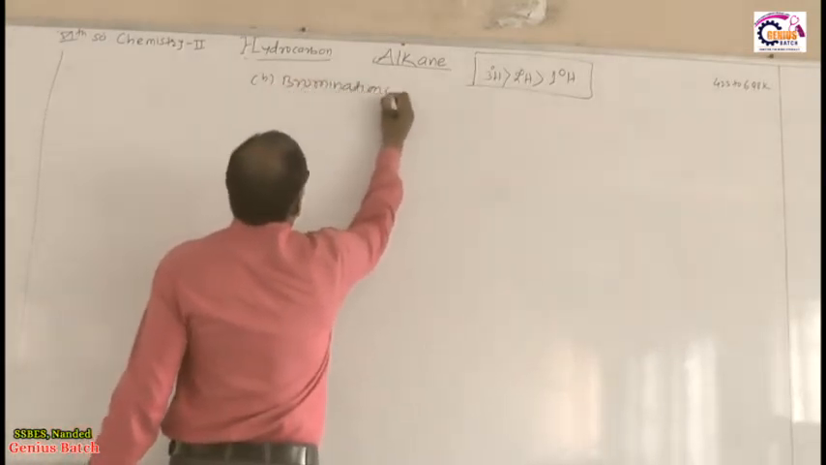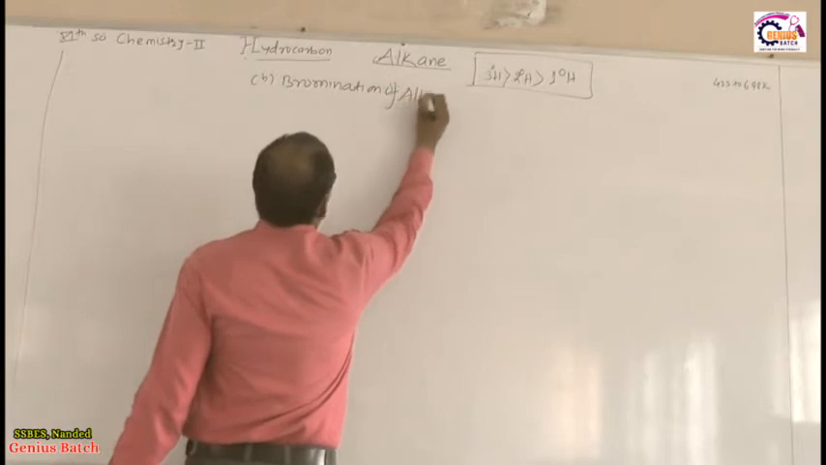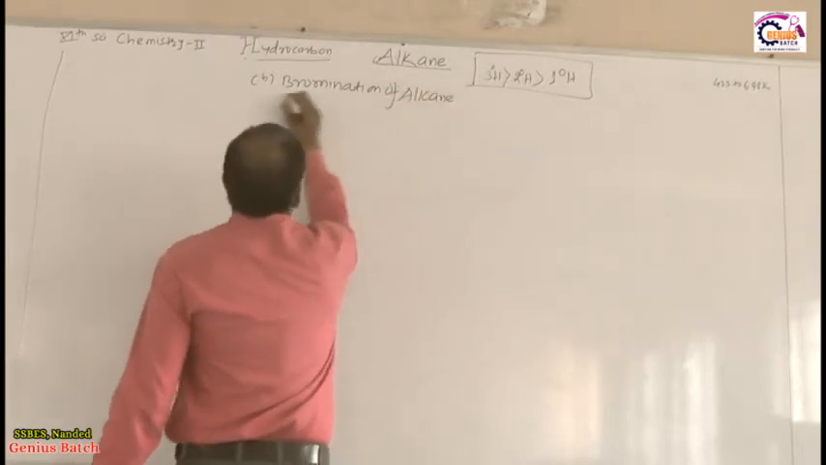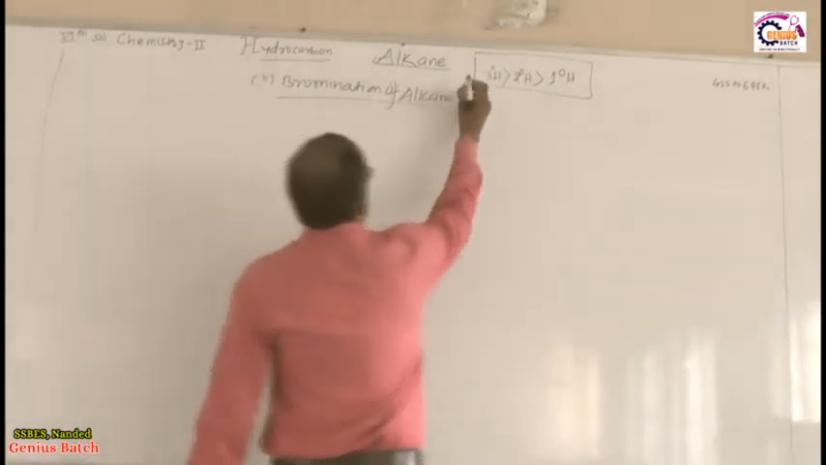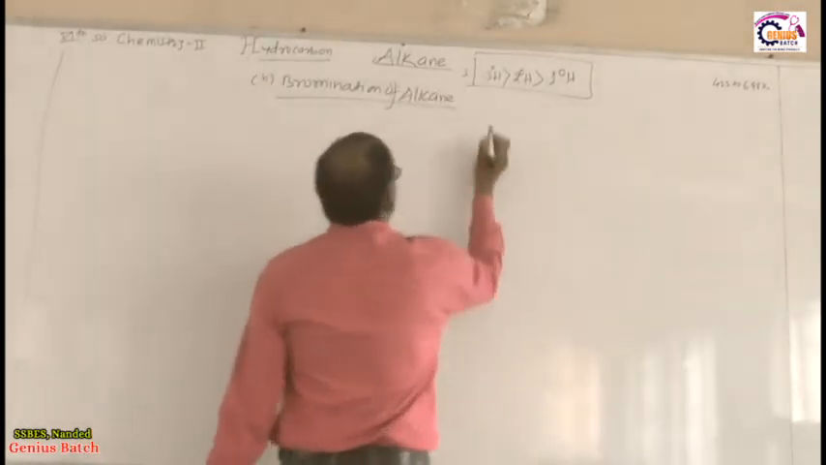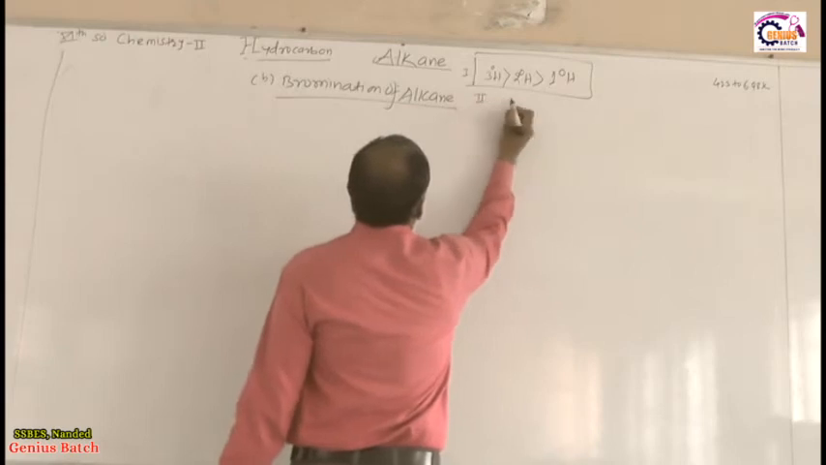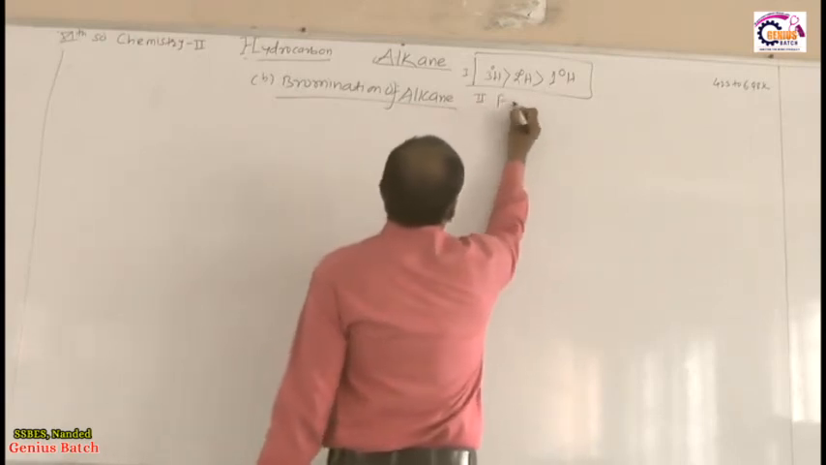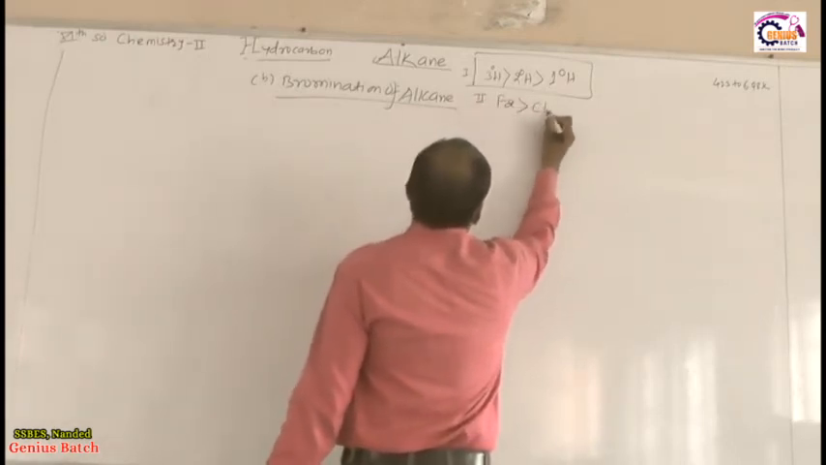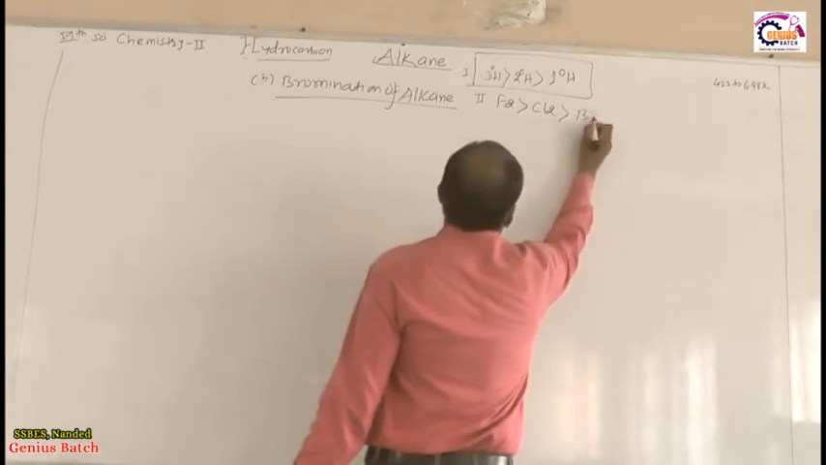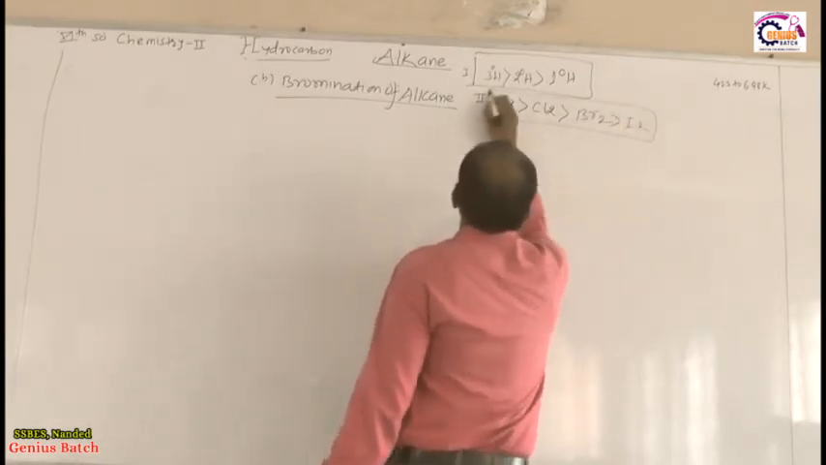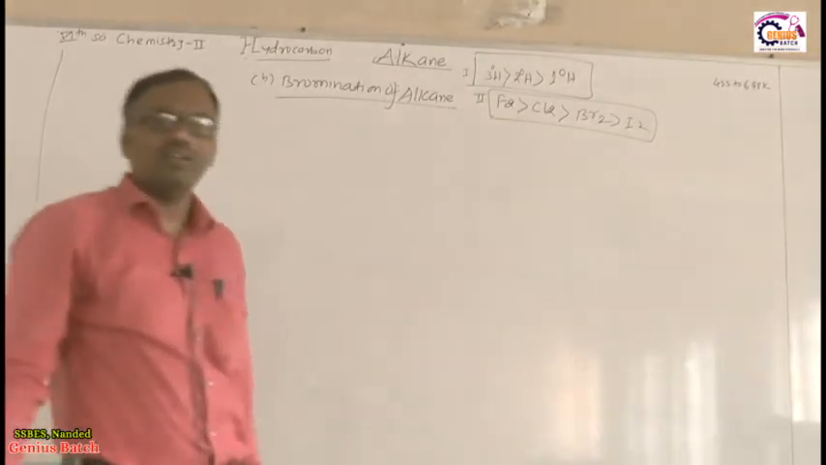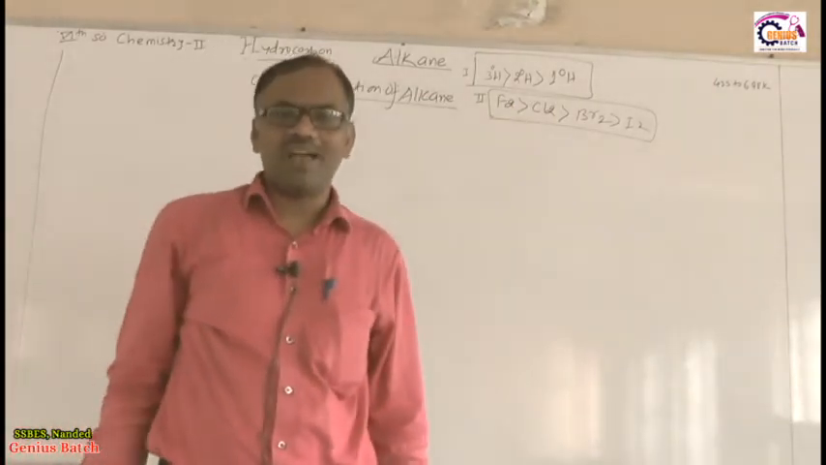Bromination of alkane. Okay. So when you carry out the halogenation of alkane, we should consider the 2 MCQ hints. First this one, and the second one is the order of reactivity of halogens: fluorine is more reactive than chlorine, than bromine, than iodine. Right. So these are the 2 hints for the consideration of halogenation of alkane.